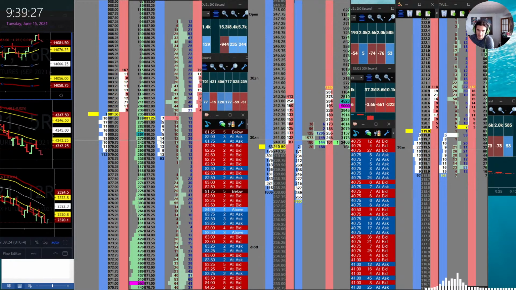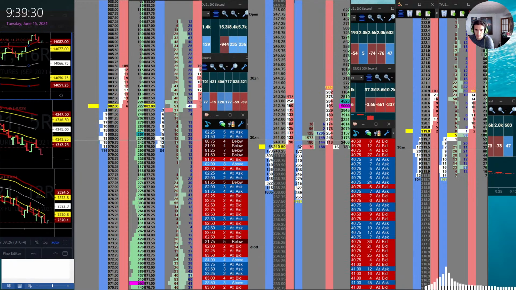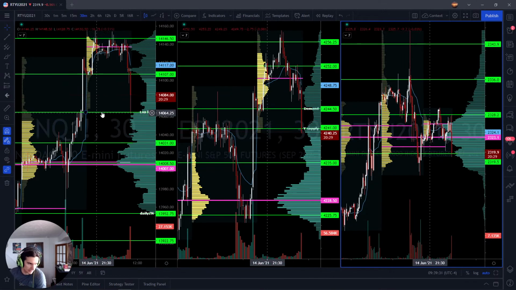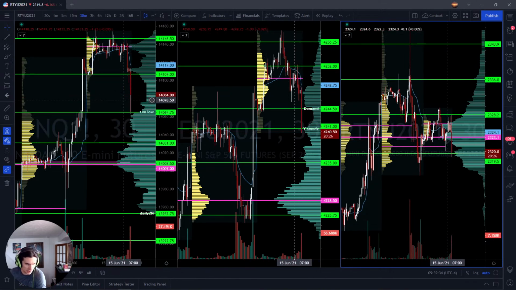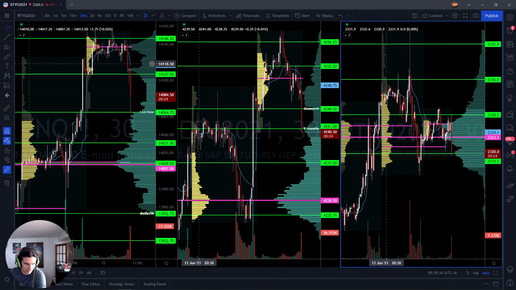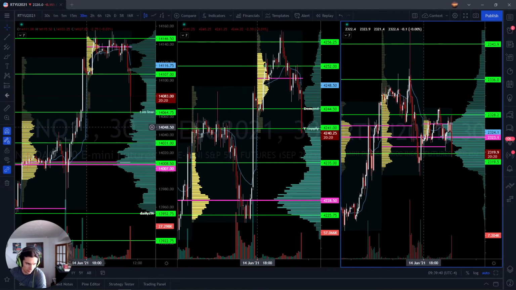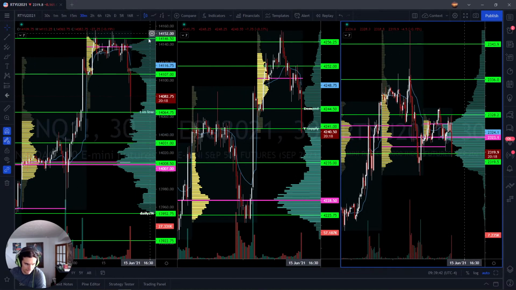Again, NAS flush right down to that area I noticed where the profile changed, right? Notice this huge single print, this huge low volume area that was left yesterday into the close. We went straight through it, stopped right where the profile changes, okay?